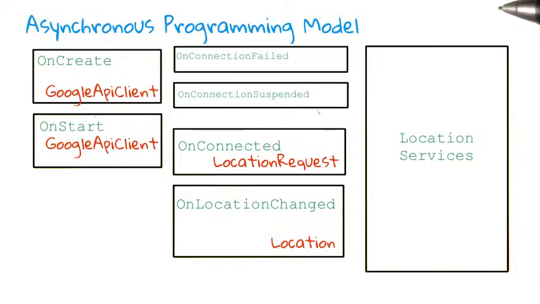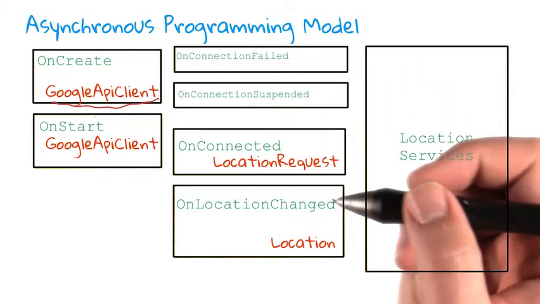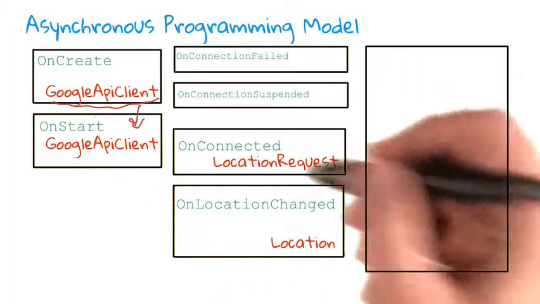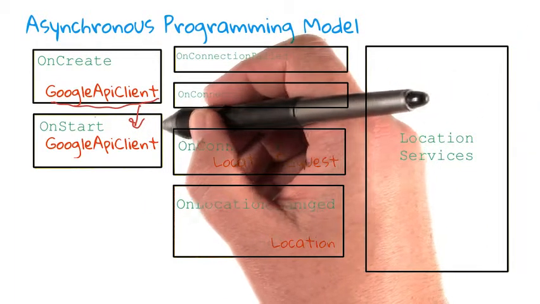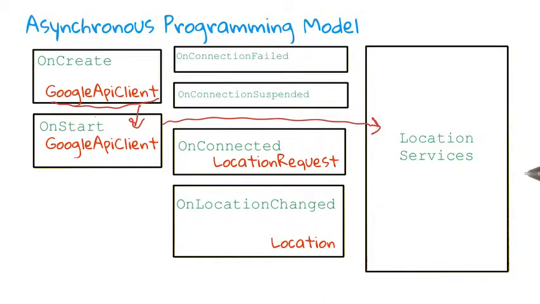When building an app that uses the Google services, you'll generally use an asynchronous programming model that looks a little bit like this. In the onCreate of your activity, you create a Google API client. And then in the onStart of your activity, you connect that Google API client to the relevant APIs, in this case location services. In order to use this, you're going to need to override a number of different methods.